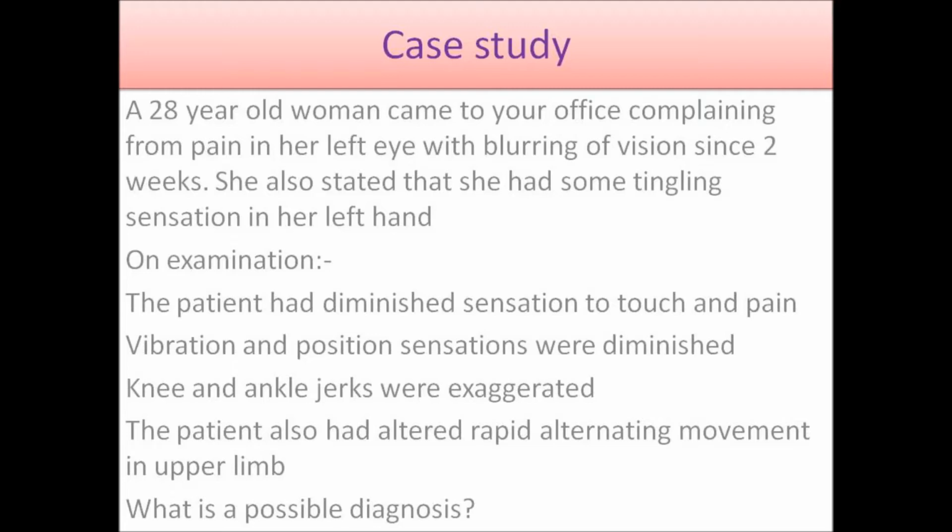On examination, the patient had diminished sensations to touch and pain, vibration and position sensations were diminished, and knee and ankle jerks were exaggerated. The patient also had altered rapid alternating movement in the upper limb. What is the possible diagnosis?